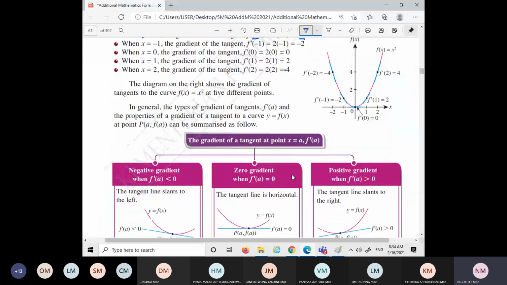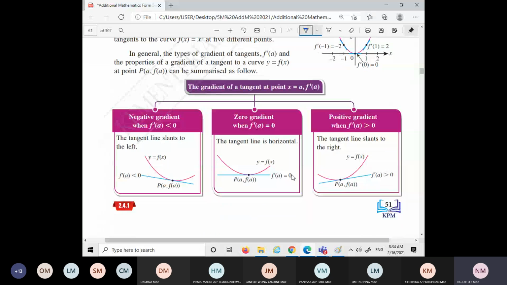So let us see. What's the meaning of a negative gradient? You see, the tangent line slants to the left, this way, when you have a negative gradient. Same like last time you learned the straight line gradient. When you have a positive gradient, the line will be something like this. So the tangent line slants to the right.